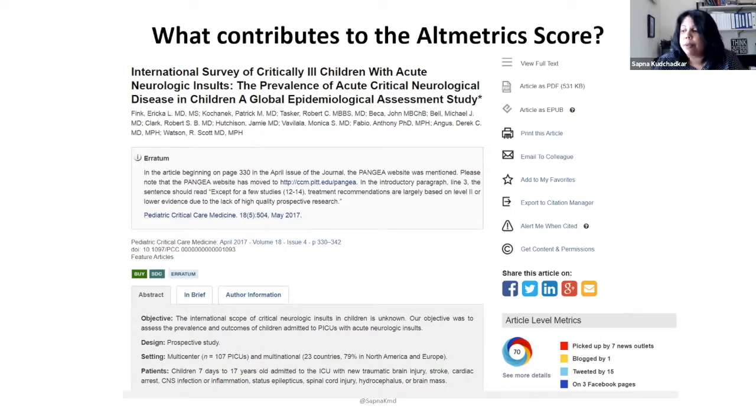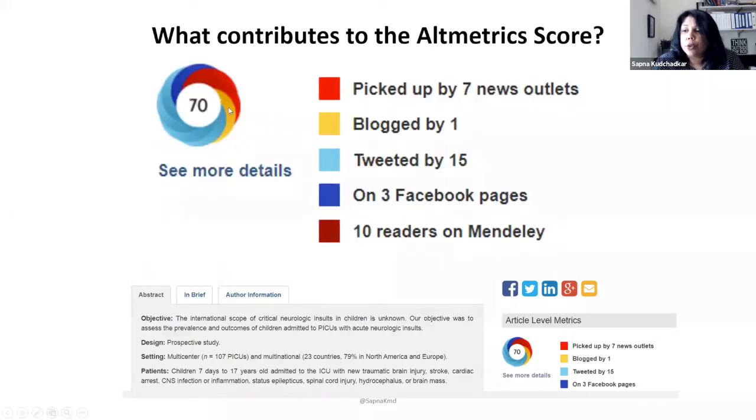This is an example from the PCCM journal. 70 is a pretty high altmetric score, and this is a paper on the prevalence of acute critical neurologic disease in children. The reason it has a 70 is it was picked up by 7 news outlets. So it was timely, it was important, and it was relevant to not only the medical community, but the public at large. It was tweeted by several people, and it was on a multitude of different social media platforms, hence the altmetric score. So get to know your altmetric score.